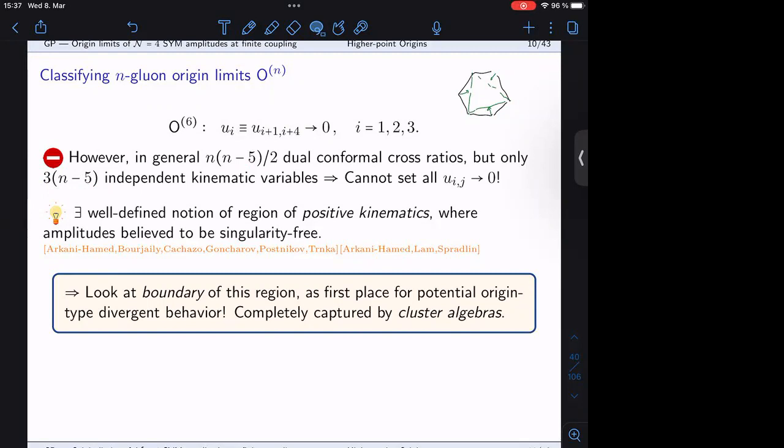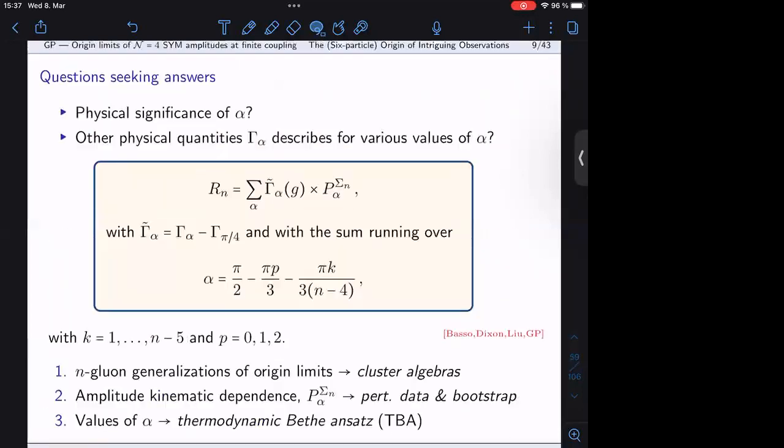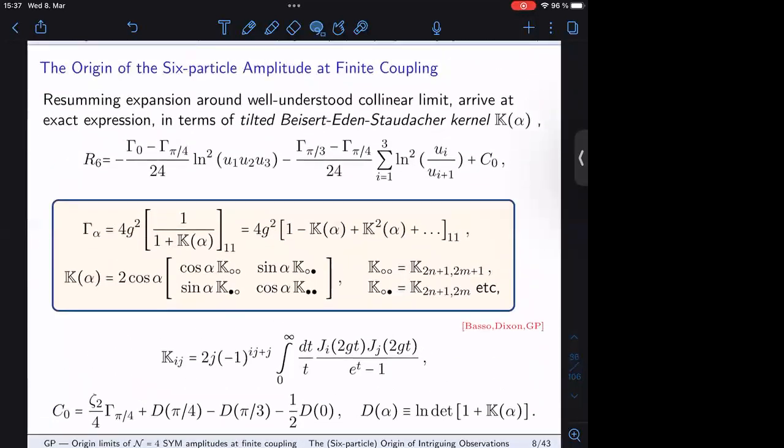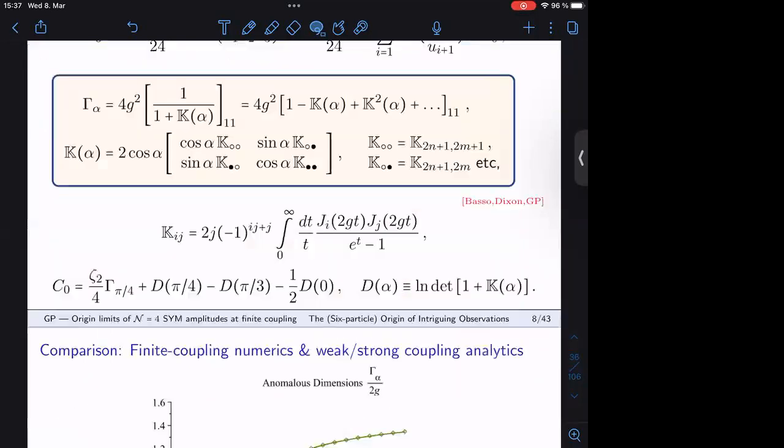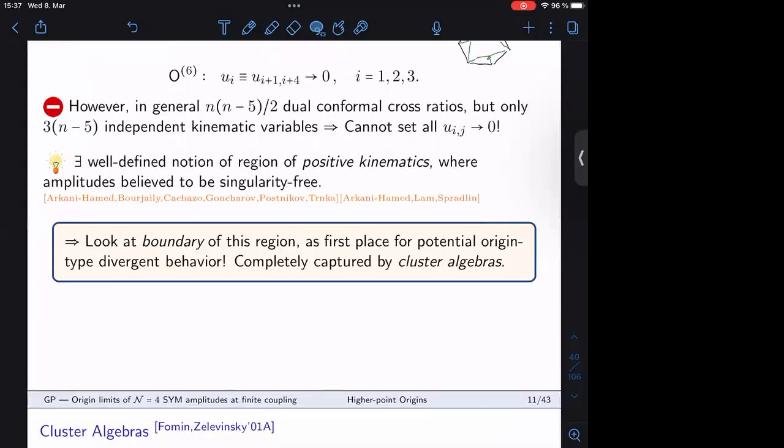For this, we take inspiration from the work of Nima, where he has defined the notion of positive kinematics, a region in, let's say, the momenta of the particles, where the amplitudes are believed to be singularity free. They are completely real, and in fact, even in a sense positive, or at least their integrand is positive. So if you want to look at simple divergent behavior, like these double logarithms, the first place to look is at the boundary of this region.